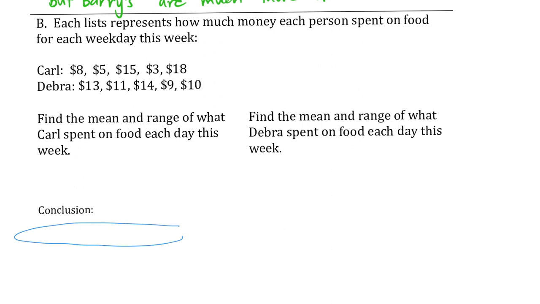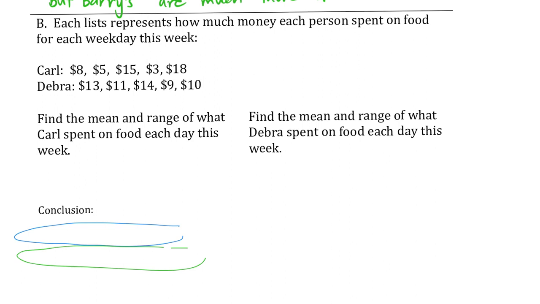Now let's see what Deborah's spending. So the mean of Deborah is, let's add up the scores. Okay, I got 57 divided by 5. So 11.4, but this is dollars, so $11.40. So who's spending more on average or the mean? Deborah's spending more. Okay, let's look at the range.